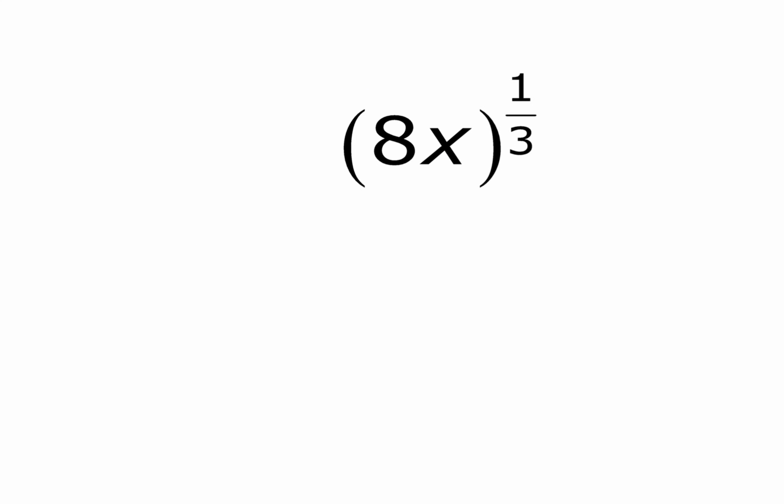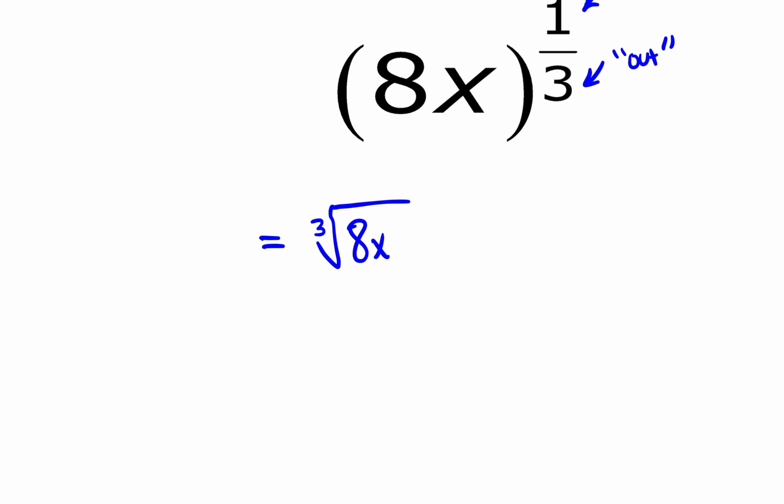And then for the next one, same idea. This is my in. This is my out. So I have the radical of 8x to the 1st power and 3 outside. So this is the cube root of 8x. Now keep in mind that you can always split a radical up, but only if you have multiplication. We know that if we have a number next to a variable, it's always multiplication. So this can technically be rewritten as the cube root of 8 times the cube root of x.